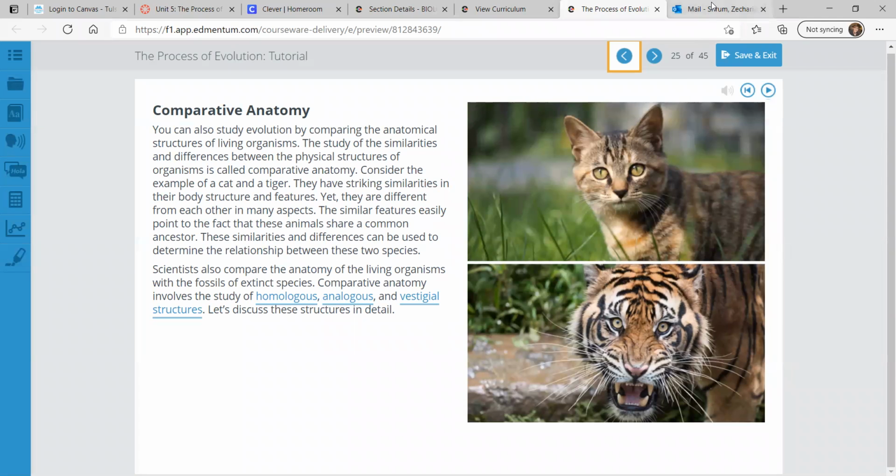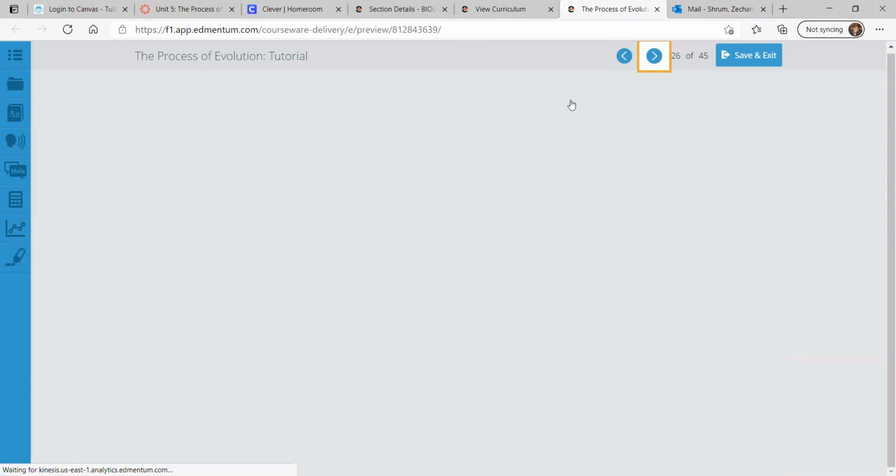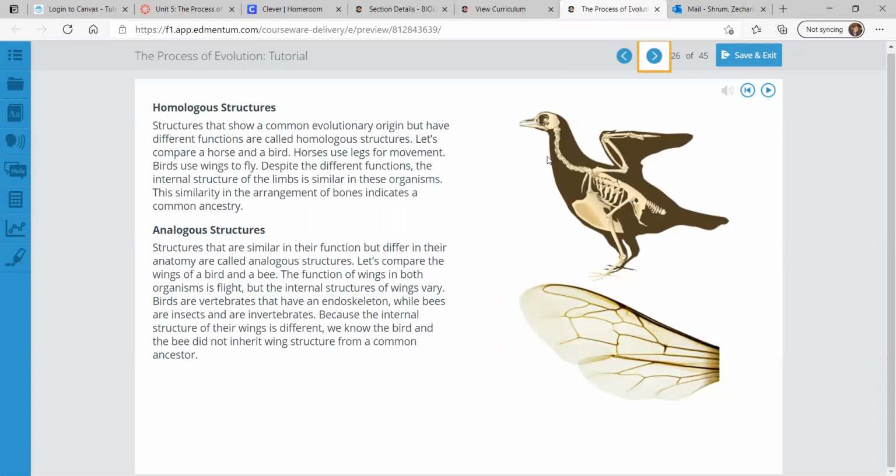Hey, so we left off right at this comparative anatomy section, and we're going to look at the different structures within the bodies that we can compare. So, for an example, we were looking at cats, like house cats versus tigers, and how they're similar. They're cats, but their structures have some key differences.